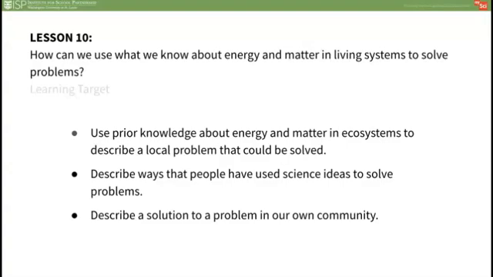By figuring these things out on a local, smaller scale, they will be able to apply their knowledge to the larger problem of industrial farming and the design challenge in the next lesson.